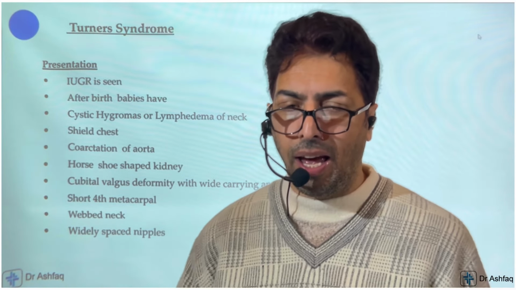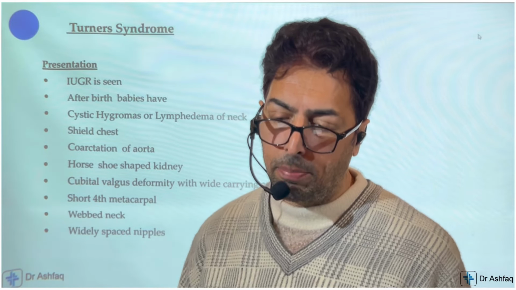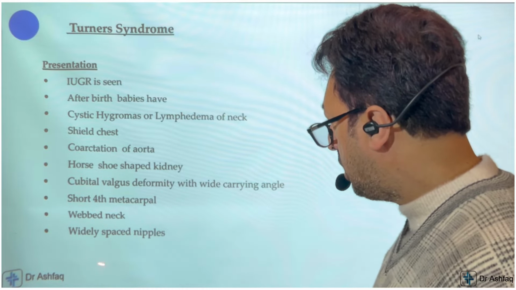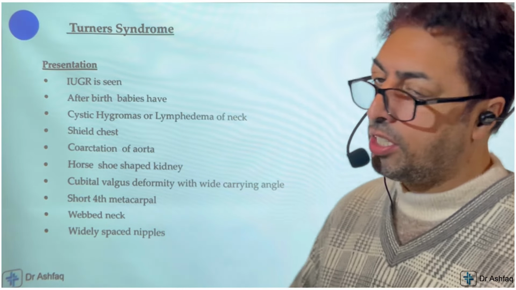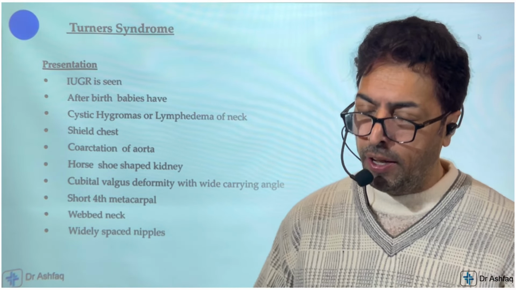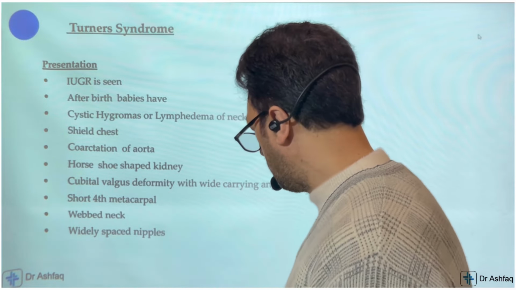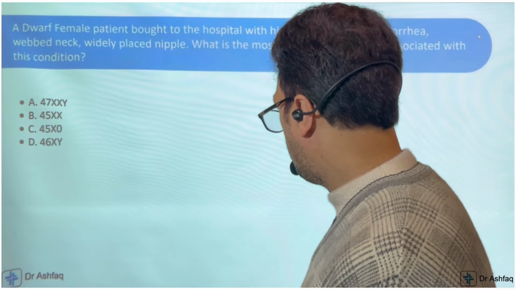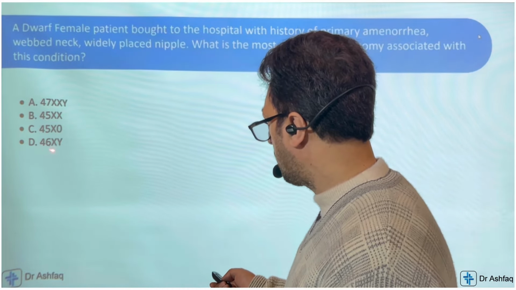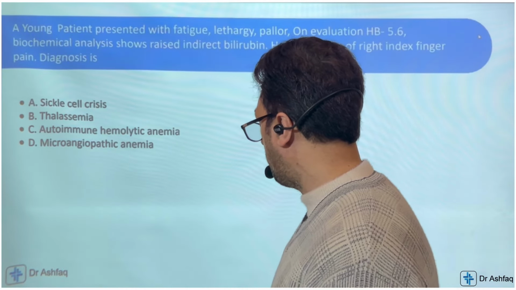Okay, then cubitus valgus, the carrying angle increased, the short fourth metacarpal, the webbed neck, which was mentioned in the question, widely spaced nipples. So these are the important factors which you have to remember. These are classic, and classic things should not be forgotten. They should be remembered. This is how you arrive at the answer, and the other options you can just exclude: this is not 47XXY, this is not 45XX, this is not 46XY, it's a normal configuration. So this is something we have to remember about this question.